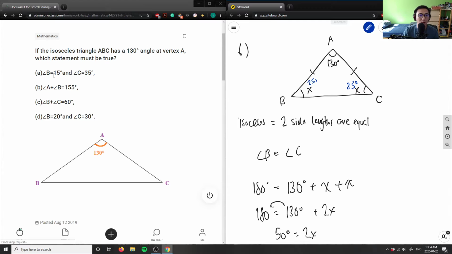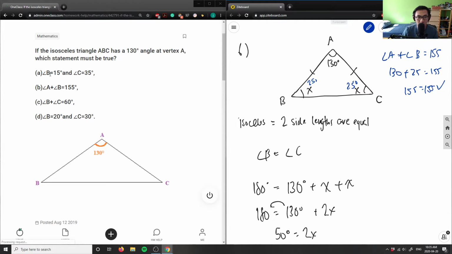Statement A says angle B equals 15 and angle C equals 35. In this case, they both equal 25, so option A is wrong. Option B, A plus B is 155 degrees. 130 plus 25 here. Let me just verify this. Angle A plus angle B equals 155. Angle A is 130 plus B is 25 equals 155. So this here is correct, right? 155 equals 155. Option B here is correct.